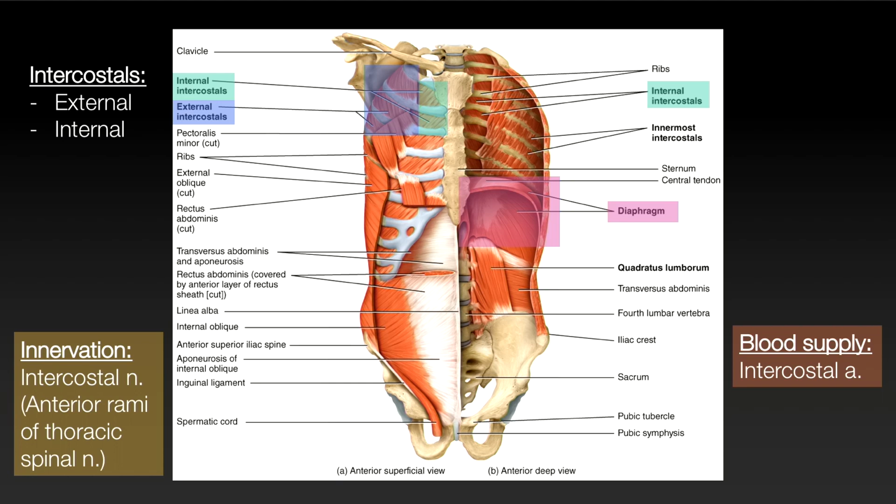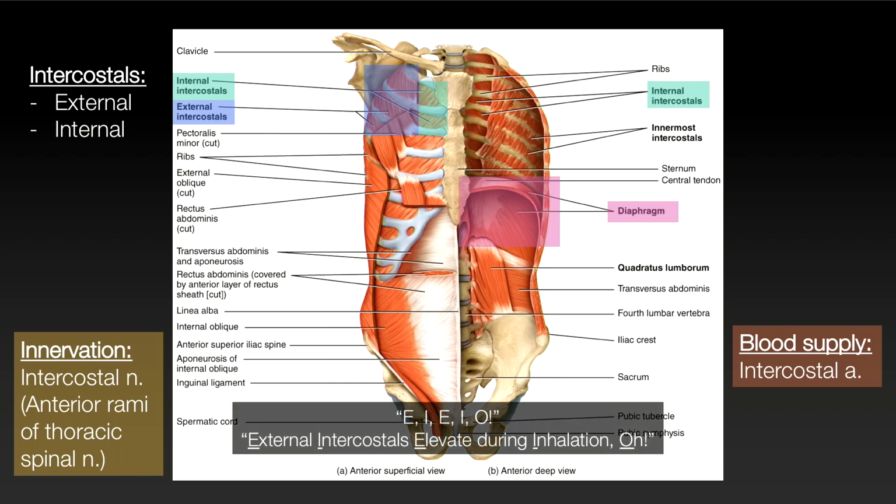By now, you know what the intercostals do for breathing. And your textbook has this fantastic mnemonic device to help you remember that the external intercostals lift up the ribs during inhalation. You can sing this to Old MacDonald Had a Farm if you want to. And it's cheesy, but it's memorable. The external intercostals elevate on inhalation.